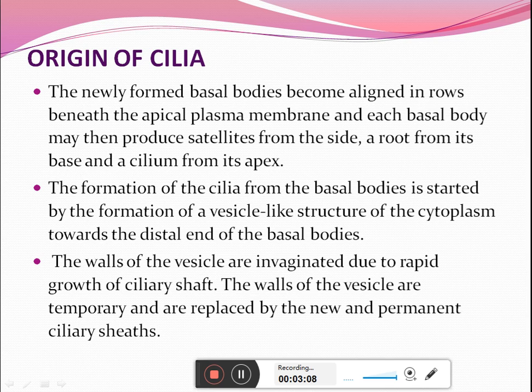Next is the origin of cilia. The newly formed basal bodies become aligned in rows beneath the apical plasma membrane, and each basal body may then produce a satellite from the side, a root from its base and a cilium from its apex. The formation of the cilia from the basal body is started by the formation of a vesicle-like structure of the cytoplasm towards the distal end of the basal bodies. The walls of the vesicle are invaginated due to rapid growth of the ciliary shaft. The walls of the vesicles are temporary and are replaced by the new and permanent ciliary sheaths.